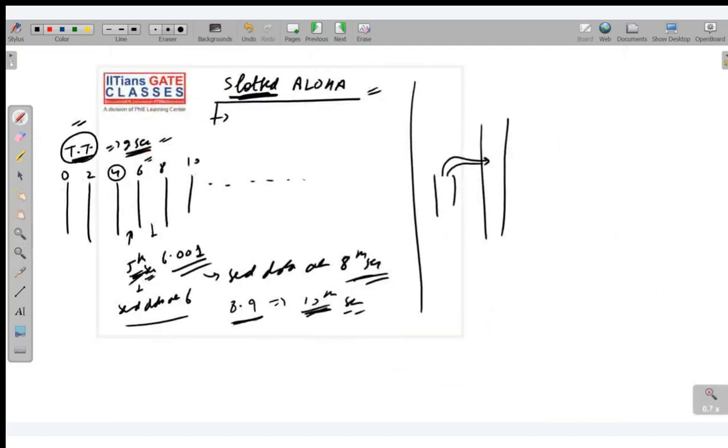So at 8.9 one station tries to send, it will send at 10. If some station wants to send at 9.2, it will again send at 10. If somebody wants to at 9.5, it will again send at 10, and so on. So collision chances are there.